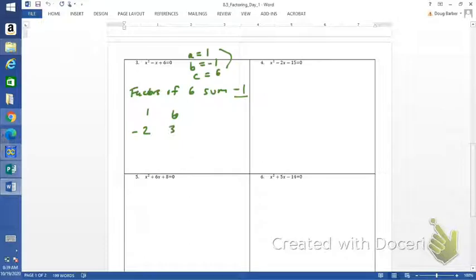Alright, what if we make the 2 negative and the 3 positive? That gives us positive 1, not negative 1. If we make the 3 negative and the 2 positive, we get negative 1. However, 2 times negative 3, those are factors for negative 6, not positive 6. Alright, so we have no factors of 6 that sum to negative 1. So you have no solutions here. Okay.